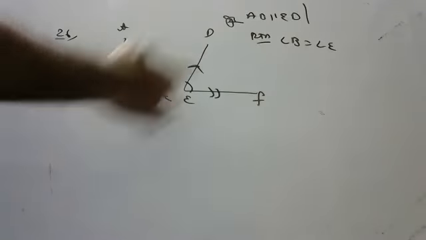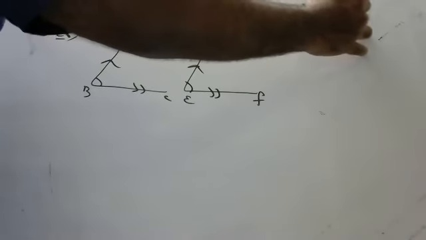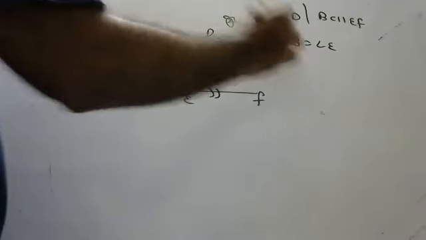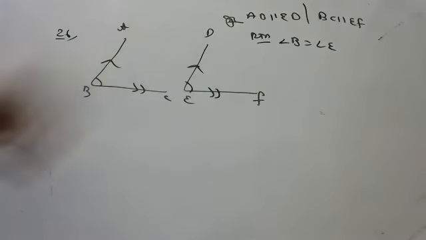And BC is parallel to EF. These are required, given. Required to prove is different. Okay, what is required to prove? We have to prove that angle B is equal to angle D.